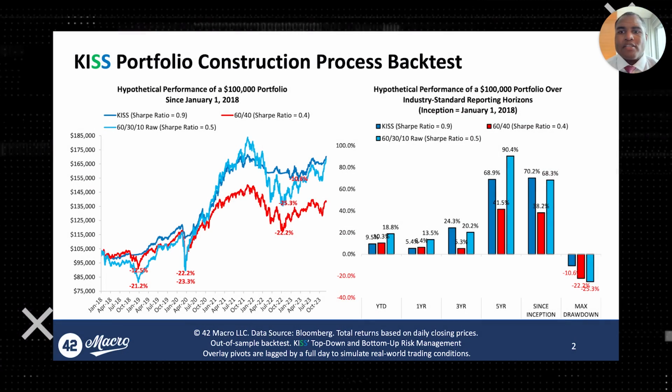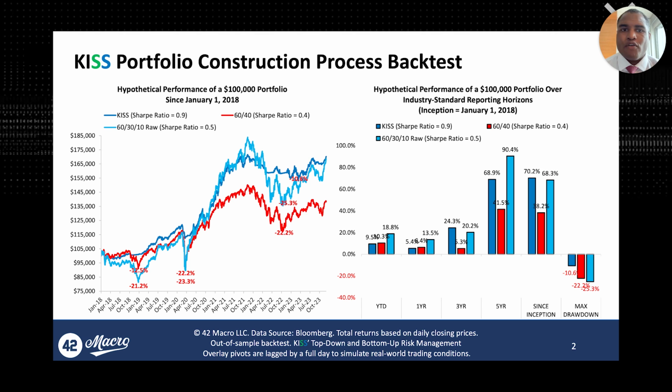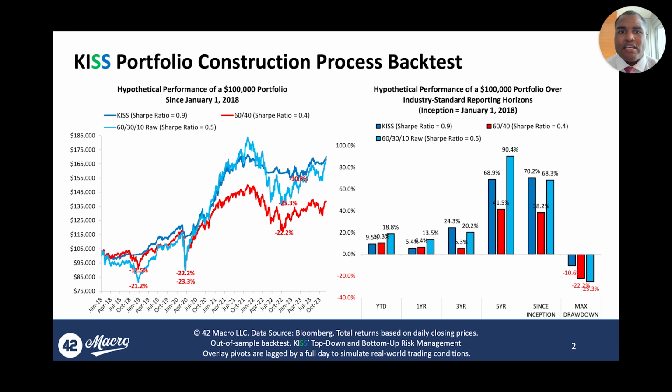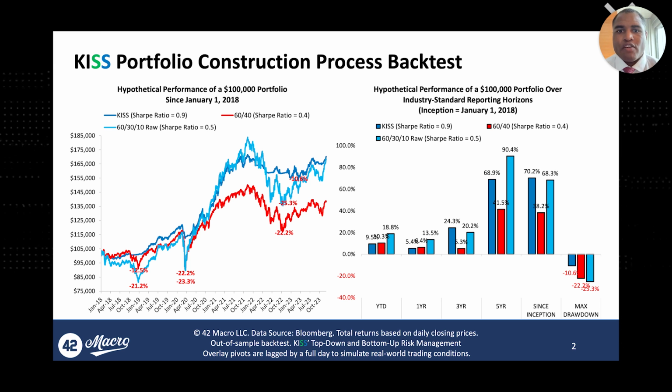So just going back to performance, we actually have a chart I sent to you. You can throw it up on the screen for production, where we show the hypothetical performance of a $100,000 portfolio since January 2018, both on a raw basis, but also in terms of the performance over industry standard reporting horizons.